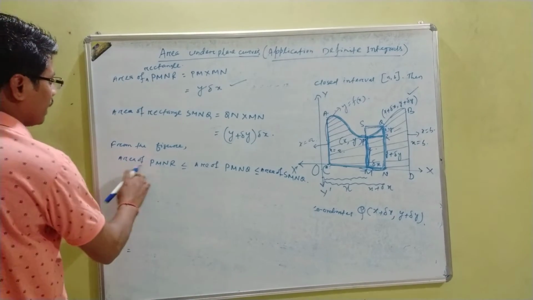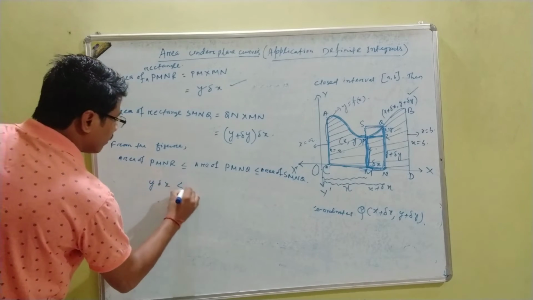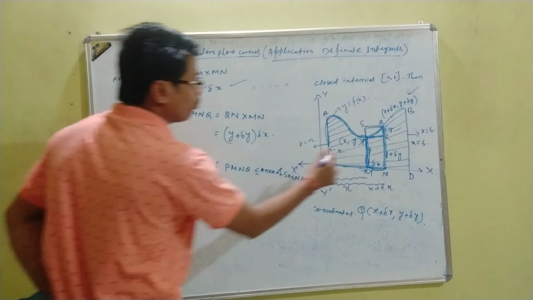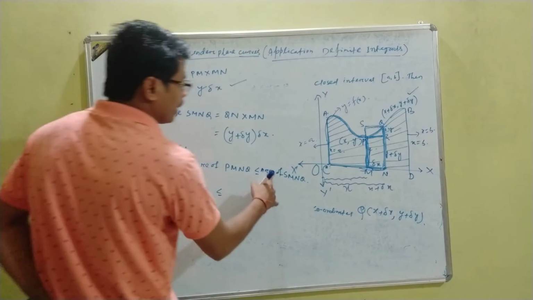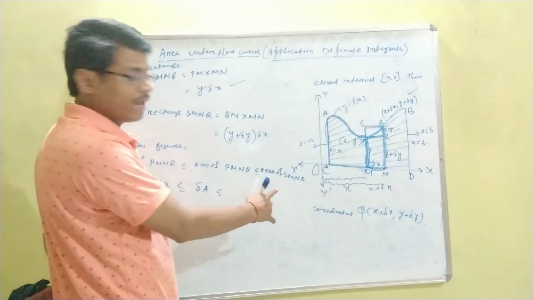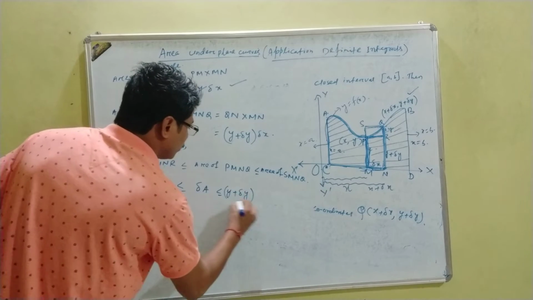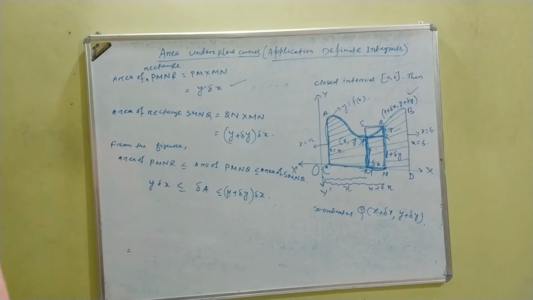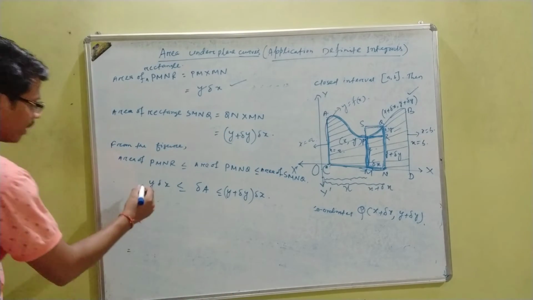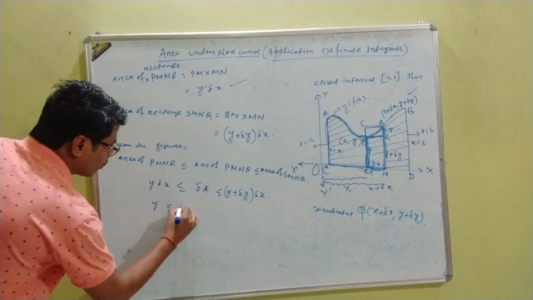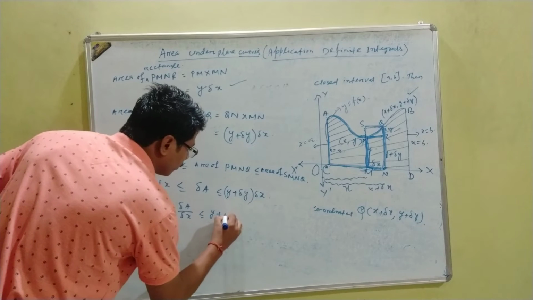Now we know that area of PMNR is y delta x, less than or equal to area of PMNQ, delta A, less than or equal to area of SMNQ, which is y plus delta y whole into delta x. Now we divide by delta x, the small increment of this length, which is always positive, so we can divide. y is less than or equal to delta A divided by delta x, less than or equal to y plus delta y.